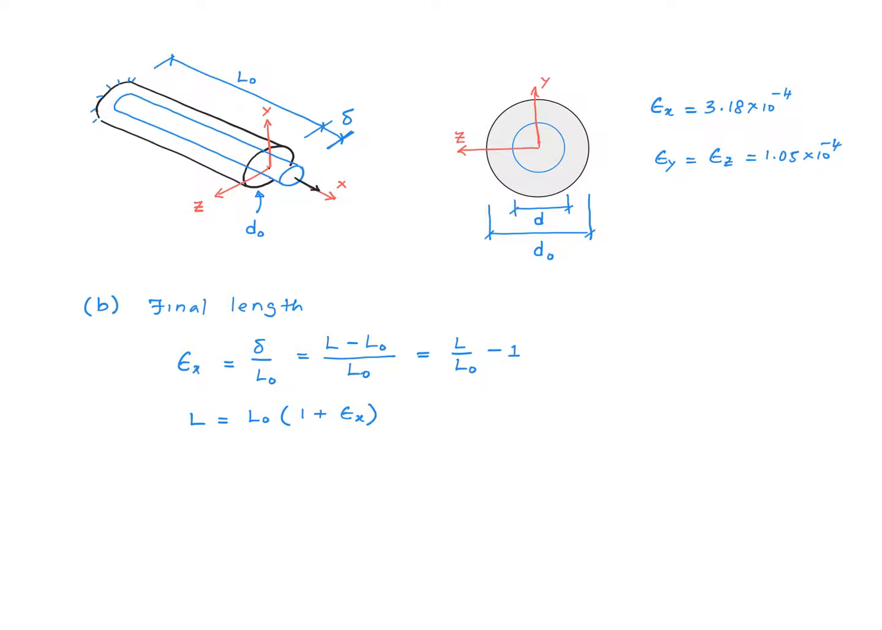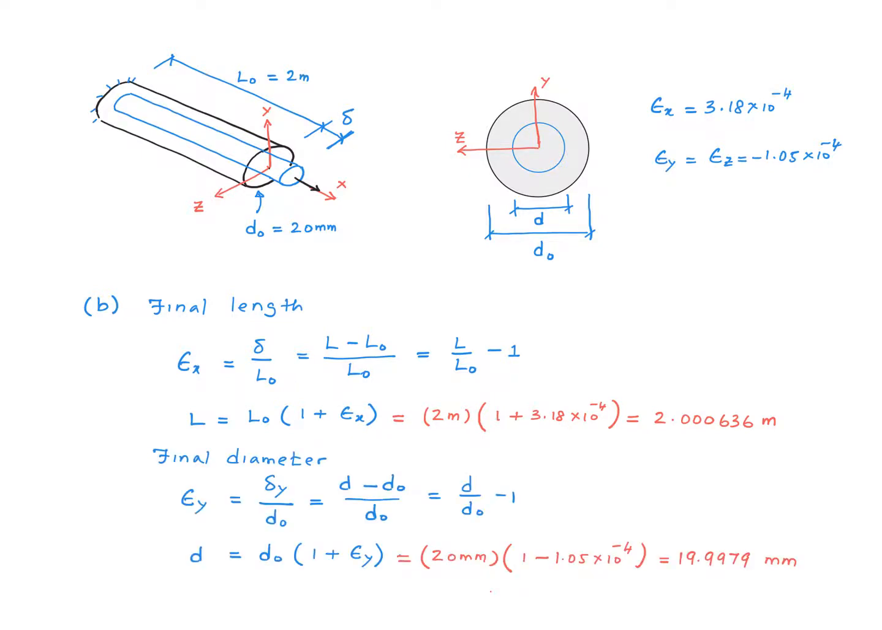Now we substitute numbers for the parameters on the right side. So L is calculated to be 2.000636 meters, only slightly different from the original length of 2 meters. Now this is because this is a very stiff bar. The Young's modulus of this material is 100 gigapascal, which is very, very large.